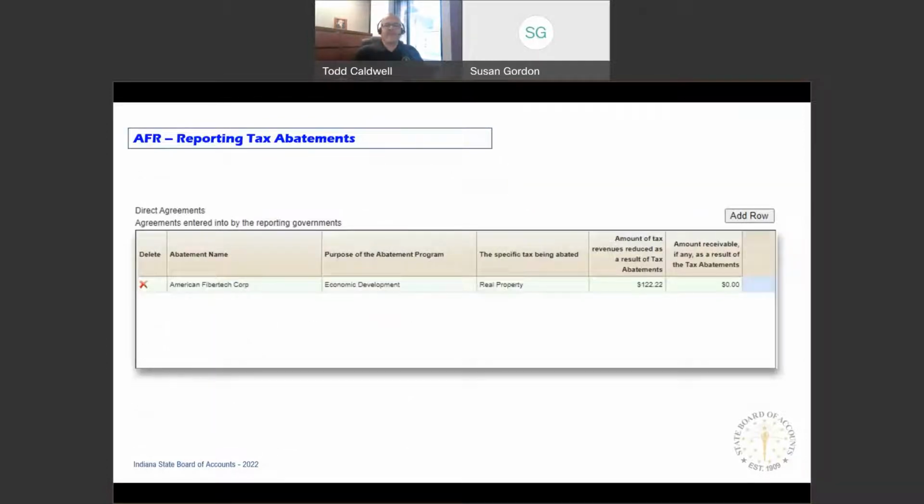And then how that's going to look on the annual report and you enter it. Again, you can see on the left, it says direct agreement. So this box is where you're going to put your direct agreements. You'll list the abatement name, American Fiber Tech Corporation in this case, the purpose of the abatement program, which is, we just put economic development. The specific tax being abated, so it's real property. And then the amount of tax revenues that have been reduced or foregone as a result of the abatement for this year. For this abatement happens to be that $122.22 that we just calculated.